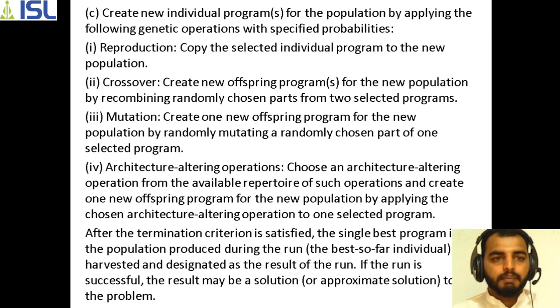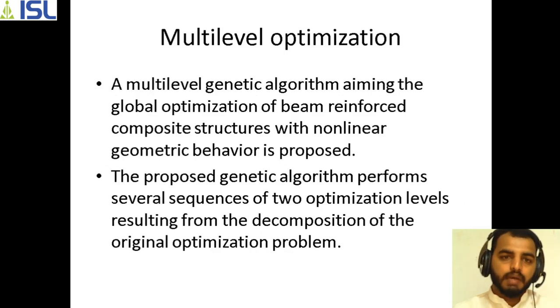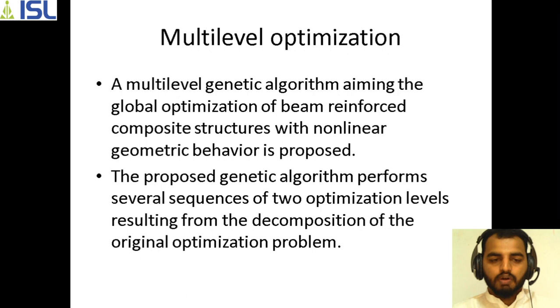Now, what do you mean by multi-level optimization? A multi-level genetic algorithm aiming at the global optimization of beam reinforced composite structures with non-linear geometric behavior is proposed. The proposed genetic algorithm performs several sequences of two optimization levels resulting from the decomposition of the original optimization problem.